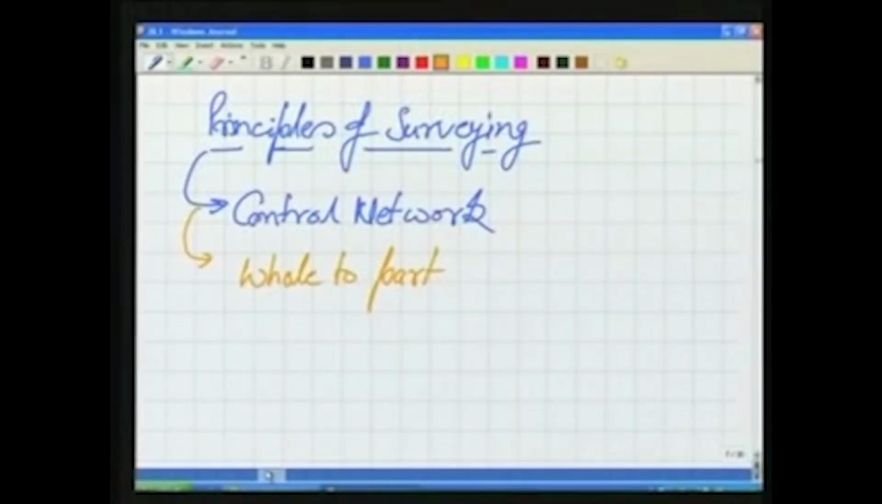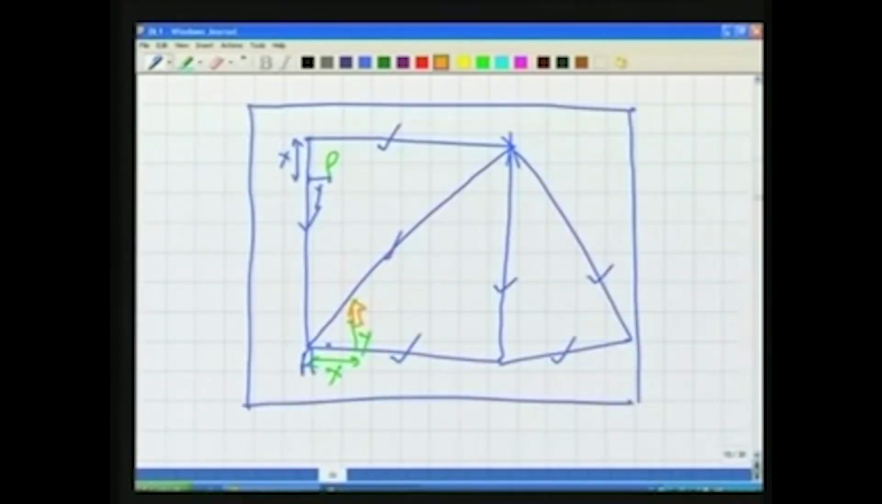Now, for this principle of working from whole to part, one advantage is accuracy. Why? Now, you take it like this. See, our first control network, the triangulation figure, we measured that very accurately, and we made use of that in order for the plotting. So, these survey stations are transferred here very accurately because we took utmost care in measurement of lengths.